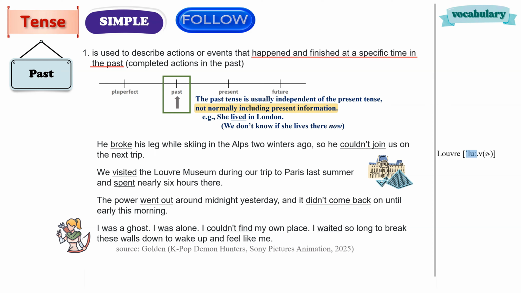He broke his leg while skiing in the Alps 2 winters ago, so he couldn't join us on the next trip. We visited the Louvre Museum during our trip to Paris last summer and spent nearly 6 hours there. The power went out around midnight yesterday, and it didn't come back on until early this morning.